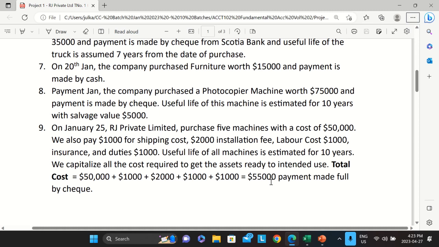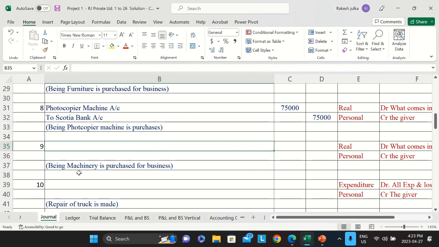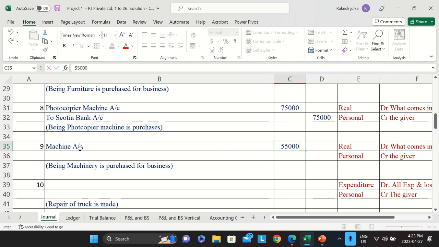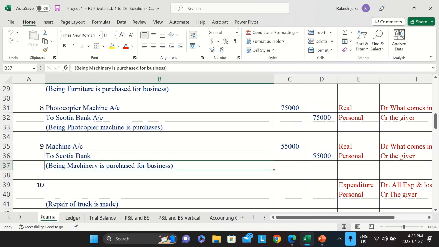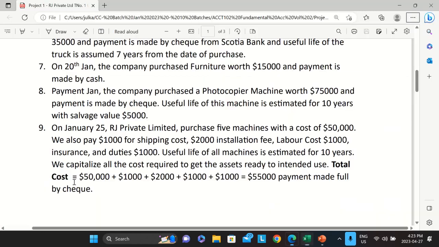So in this case, machines account debit to Scotia Bank, we can write it here. So machine account debit to Scotia Bank. So machine is here 55,000 to Scotia Bank, right? So next we have the 10th transaction.